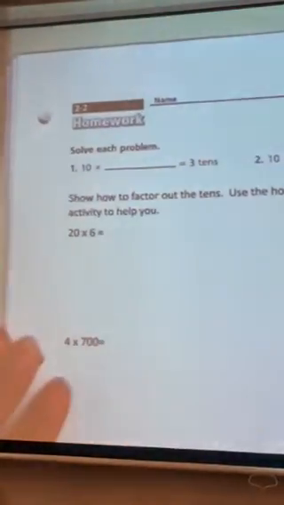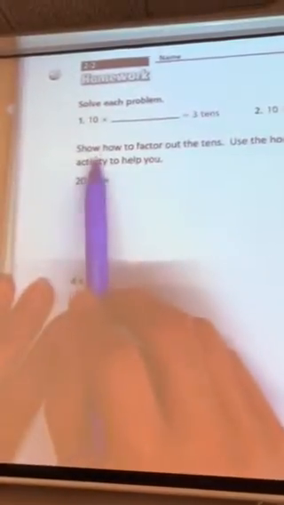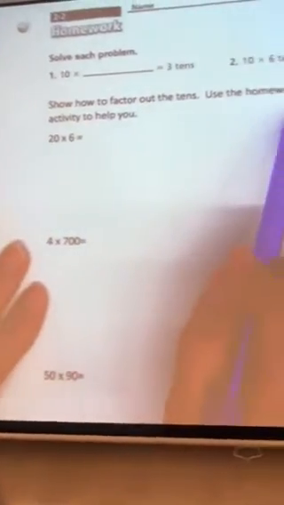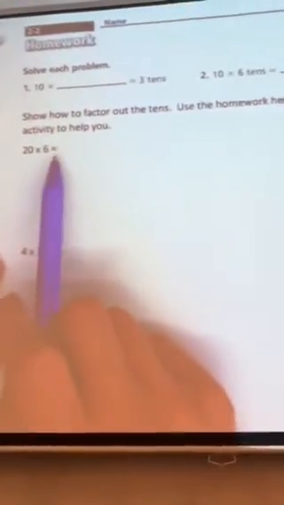All right, so I'm going to show you guys how to do one of your problems on 2-2. It's due on Monday, and here's what the directions say for these ones down here. It says, show how to factor out the tens. Use the homework help video, that's this right here, and your class activity to help you. Remember, you can pull out your class activity, and you can look at that too.